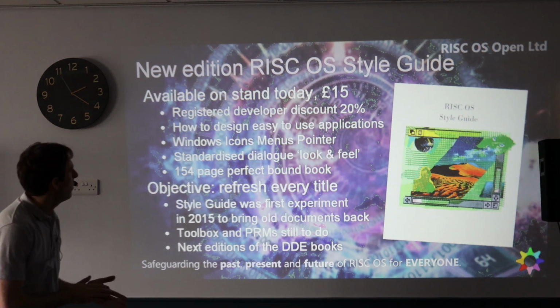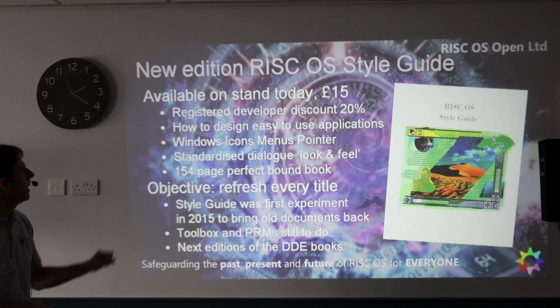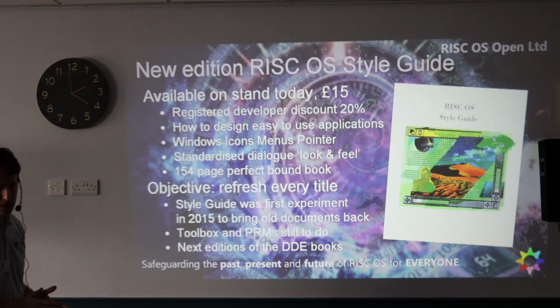So this has all been updated today, and if you have a registered developer number beginning with Devo 7, there's also a 20% discount. Obviously there'll be a PDF bundled, once we've made a PDF. At the moment, there's a printed copy that we bought today.